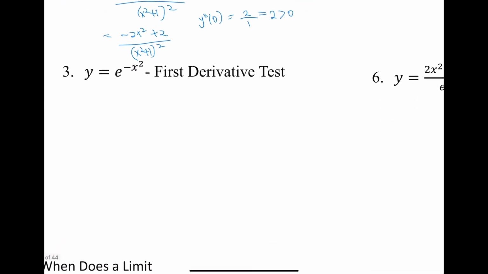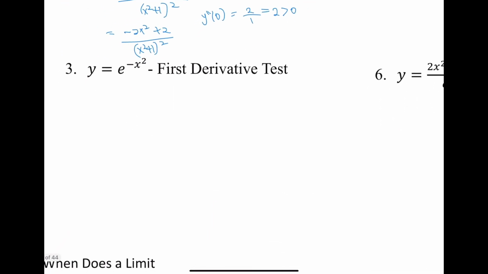Okay, and then moving on to number 3, we have y equals e to the negative x squared.